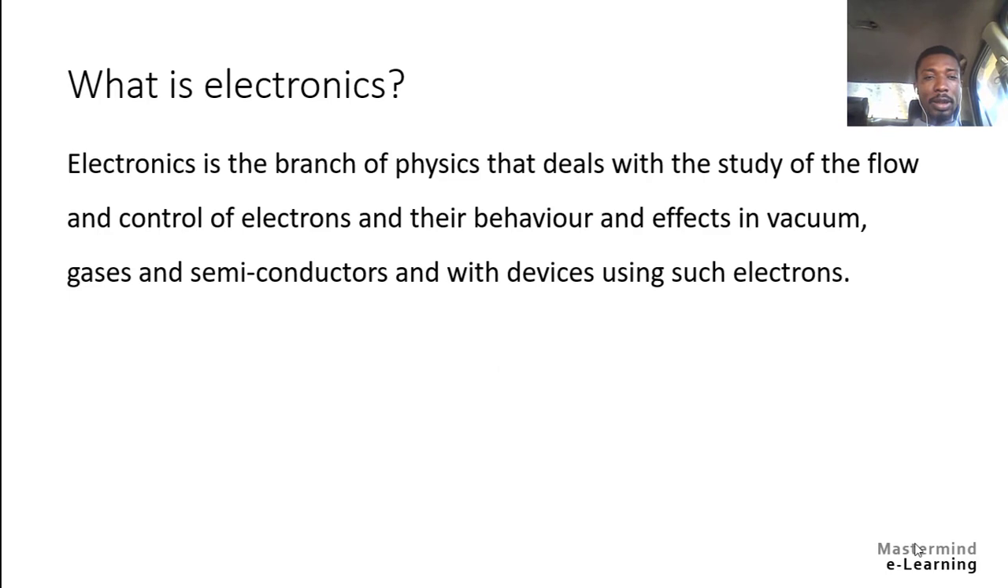What is electronics? Electronics is the branch of physics that deals with the study of the flow and control of electrons and their behavior and effects in vacuum, gases, and semiconductors, and with devices using such electrons. You'll find a lot of electronic devices around, and they have their underlying basis in this area. It is important to note that the mobile phones, the television sets we use, and a lot of the gadgets we use around are based on electronics.